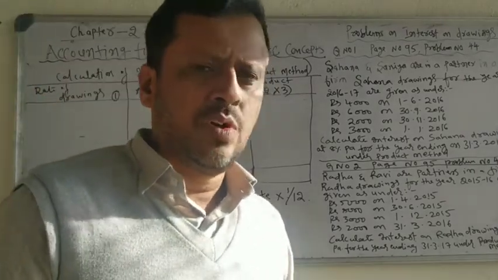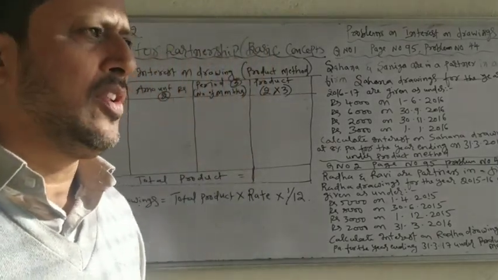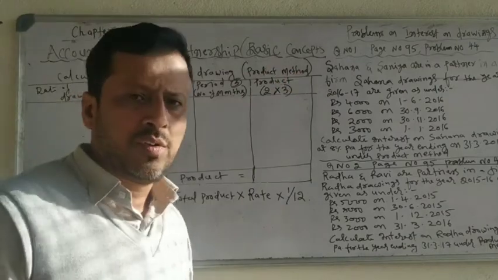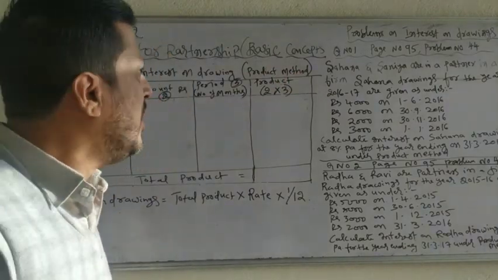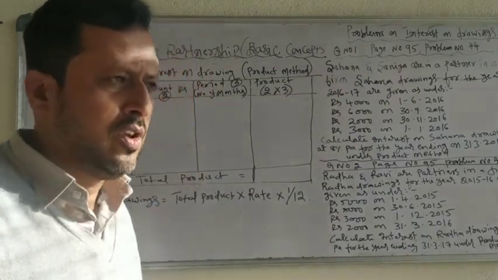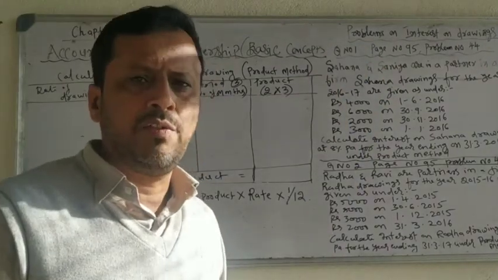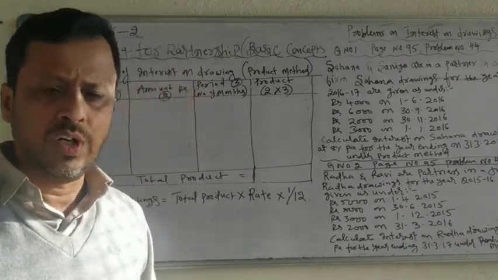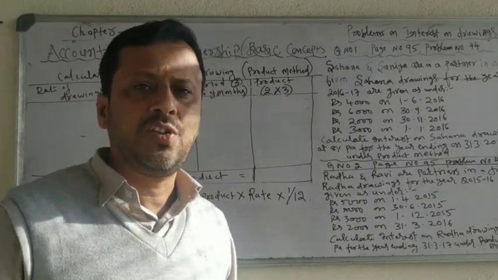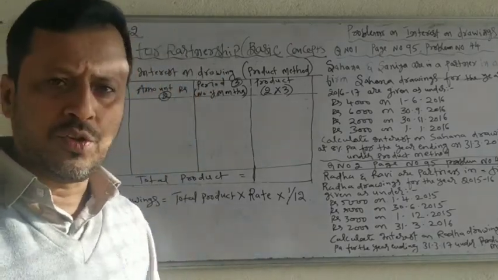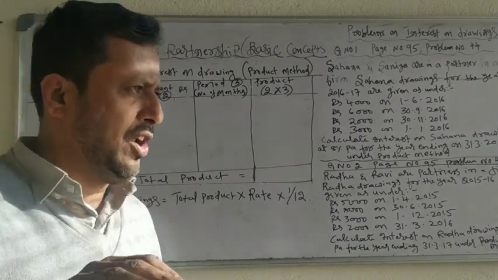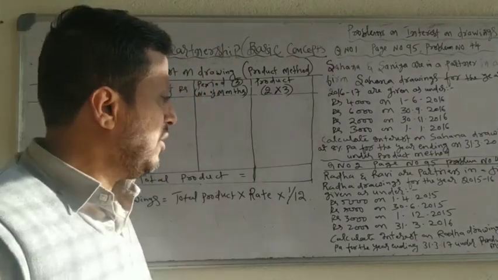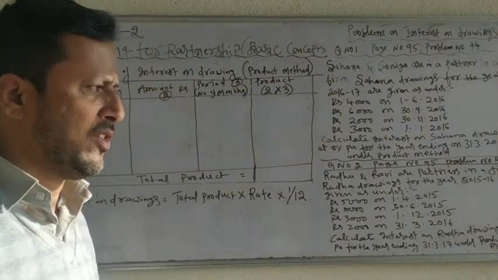Dear students, today is the sixth session of the second chapter, Accounting for Partnership Firm, Basic Concepts. In this session, we will learn how to calculate interest on drawings. You know already, partners withdraw money from the partnership firm for their personal use. On that drawings, partners have to pay interest. The firm receives interest from partners, so that interest on drawings will be calculated. An interest on drawings calculation problem will come for 6 marks in the examination.